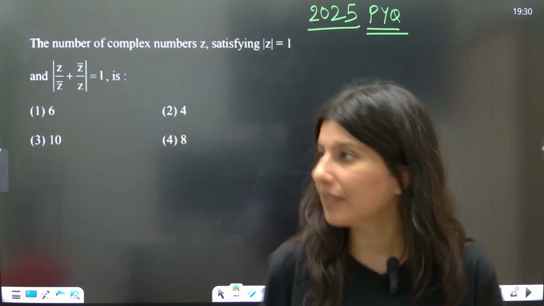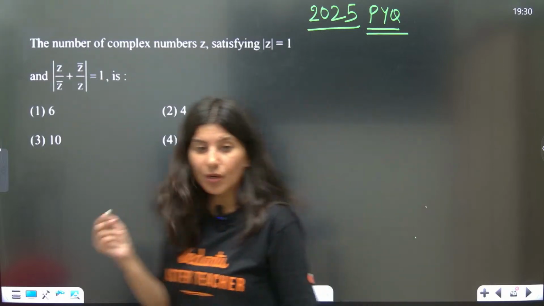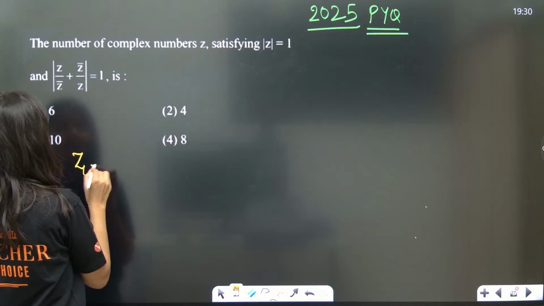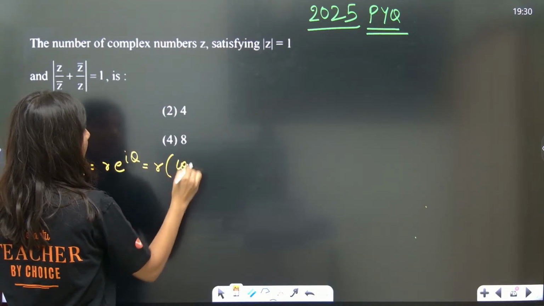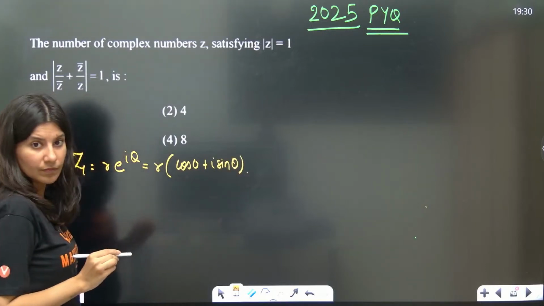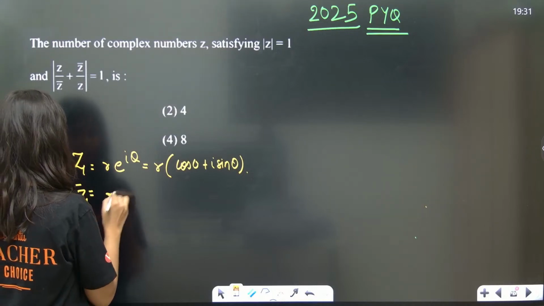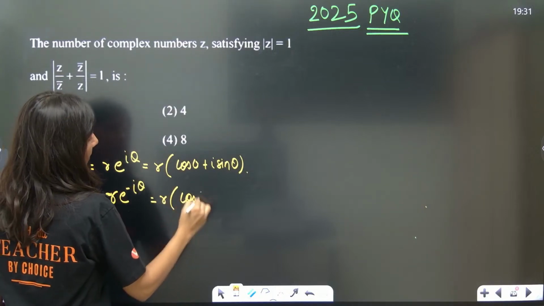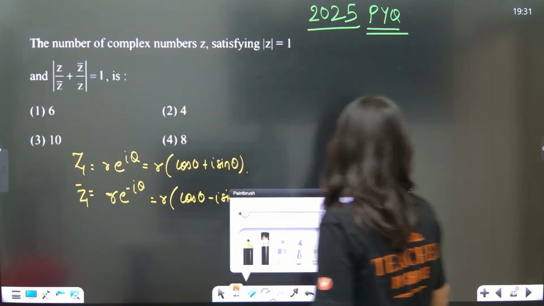Okay, let's start. Anybody who has just solved it, let me know what is coming. So Z is R e raised to power iota theta, which equals R cos theta plus iota sin theta. Okay, so Z bar will be what? R e raised to power minus iota theta, R cos theta minus iota sin theta, correct? Understanding it, getting it, okay.